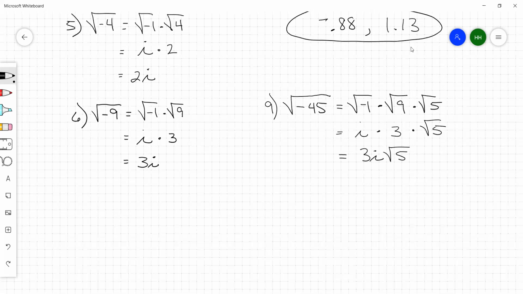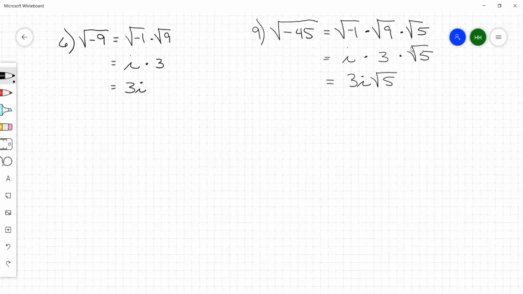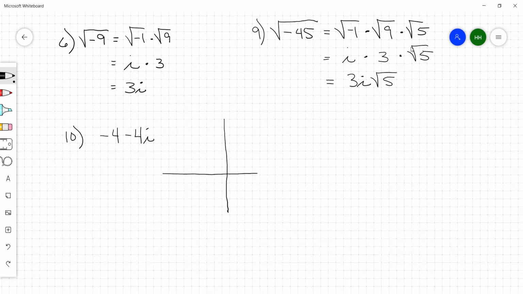Number 10 and 11, you're going to be graphing. Number 10, we're going to graph negative 4 minus 4i. The horizontal axis is your real axis. The vertical axis is your imaginary axis. We go to negative 4 on the real axis, so negative 4. And we need negative 4i on the imaginary. So negative 4i, that point would be right here.